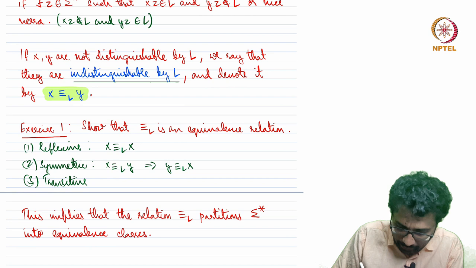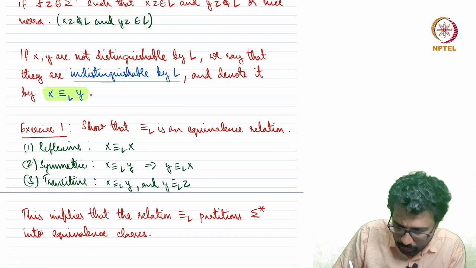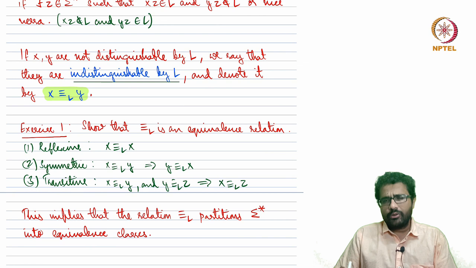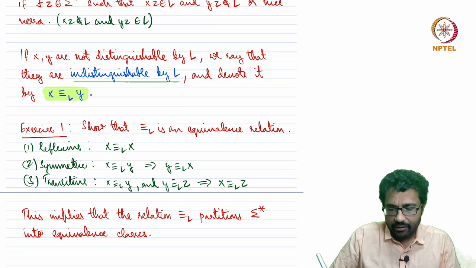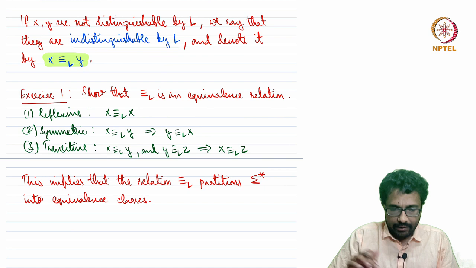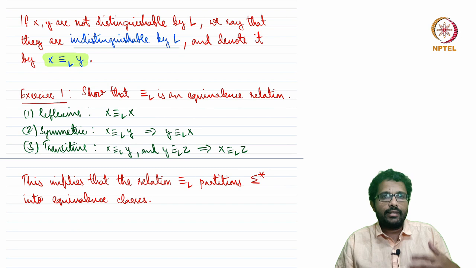Transitivity is: X equivalent to Y and Y equivalent to Z together imply that X and Z are indistinguishable. So if X and Y are indistinguishable and Y and Z are indistinguishable, then X and Z are indistinguishable. This is the only one, the third one, that takes some work if you want to show an equivalence relation. The other two are almost immediate. So these are the three conditions for an equivalence relation. Here, equal to is a relation, and indistinguishability is a relation. Once any relation satisfies these three conditions, we say it's an equivalence relation.